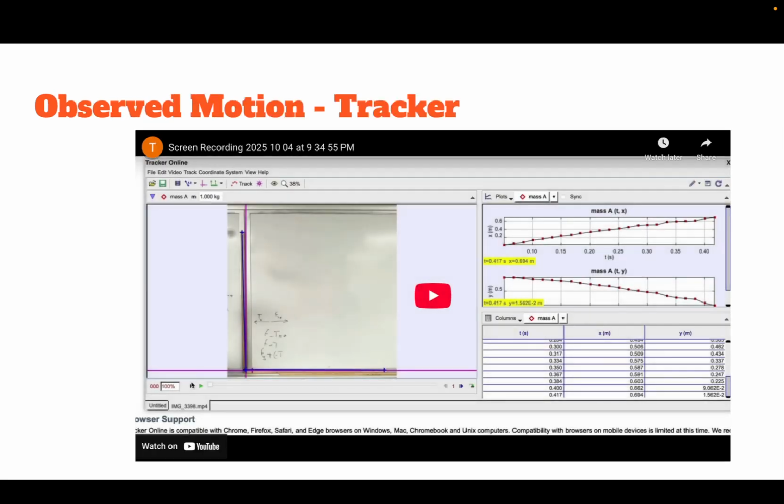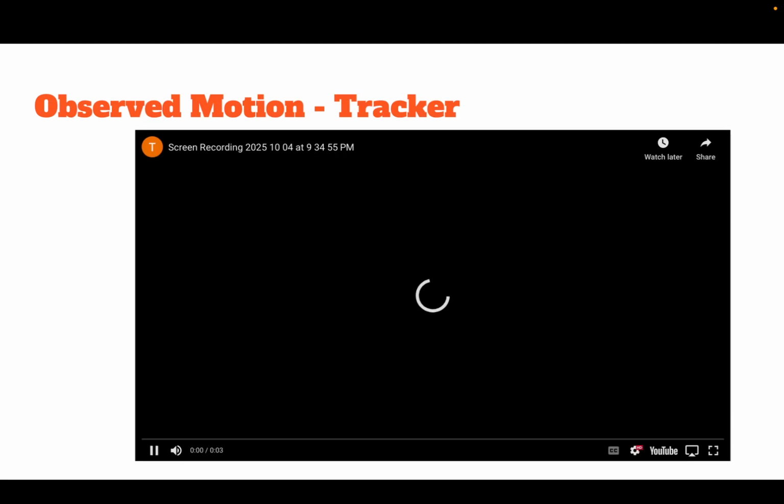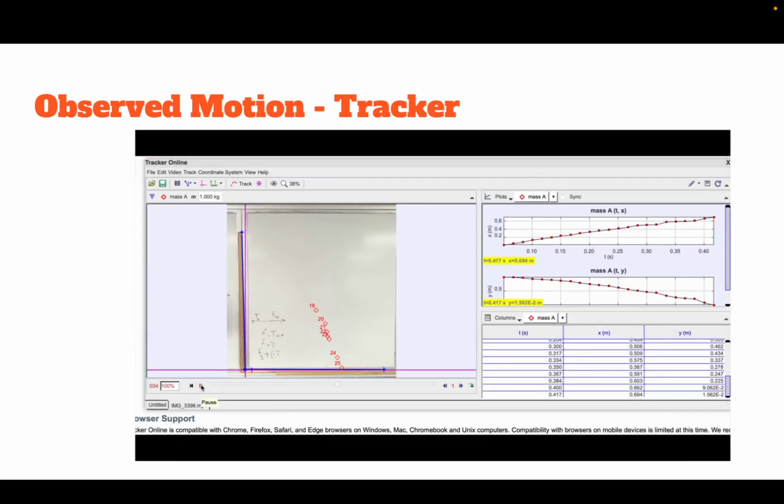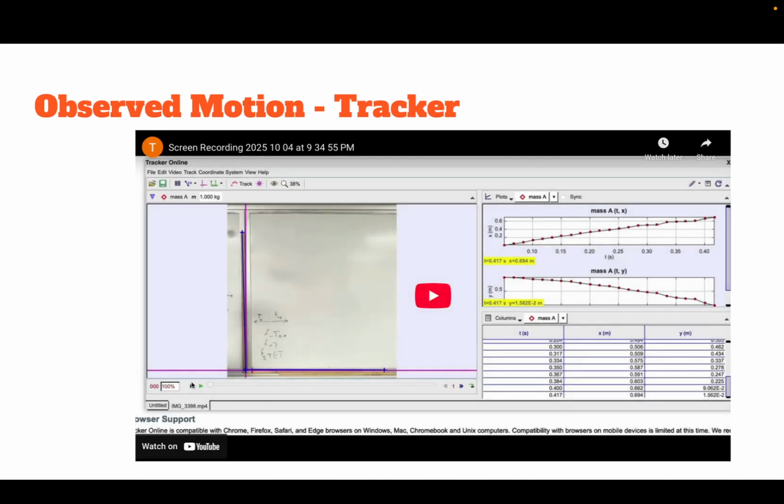So the first procedure was this, which is the Tracker. We threw the ball and made a video using Tracker to find the observed motion, and we plotted this in a graph, which is on the right. This is how we did the first part. After taking the video, we did this.